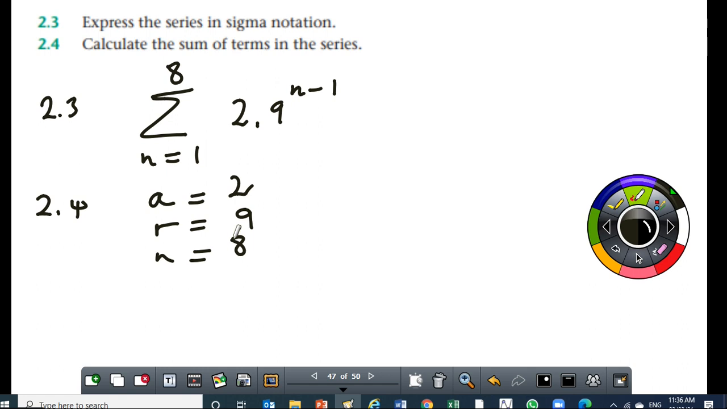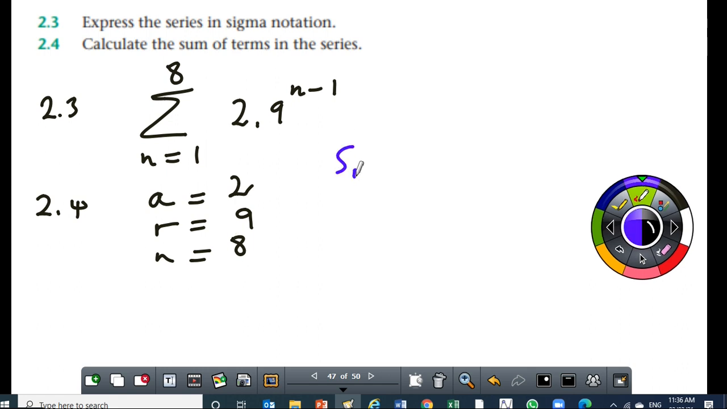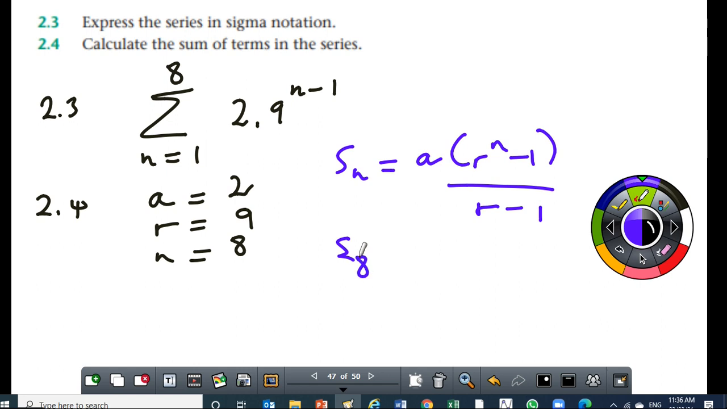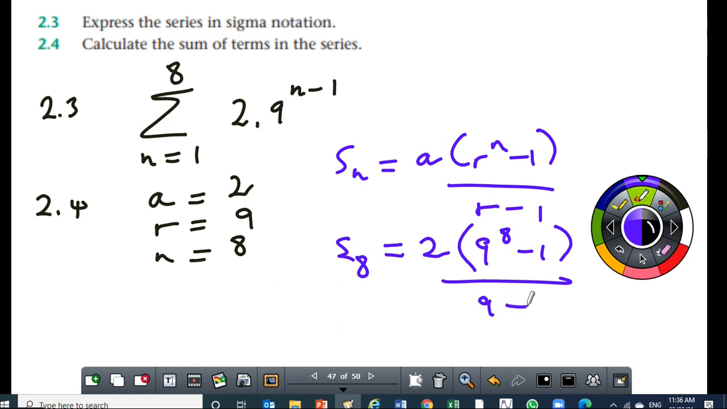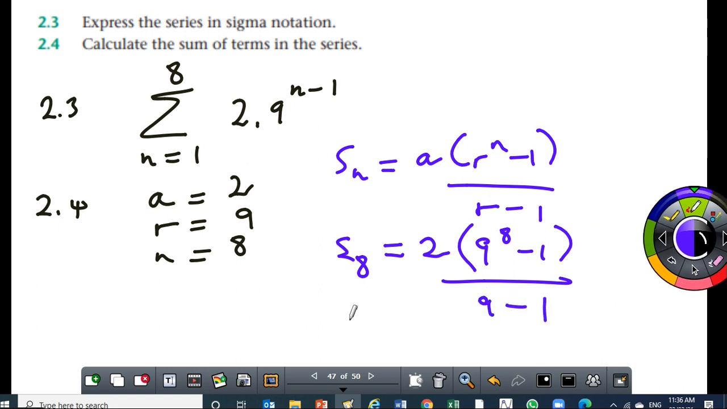So I'll write my formula. Let me use a different color. So it will be Sn equal to a times r to the power of n minus 1 over r minus 1. Now we want the sum of 8 terms. So where there is n here, you put 8. The first term is 2. The common ratio is 9. The number of terms is 8. If you simplify that, what do you get? Use your calculator quickly.